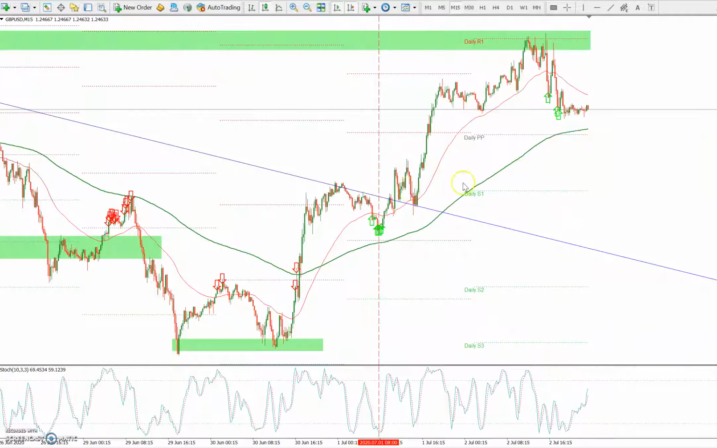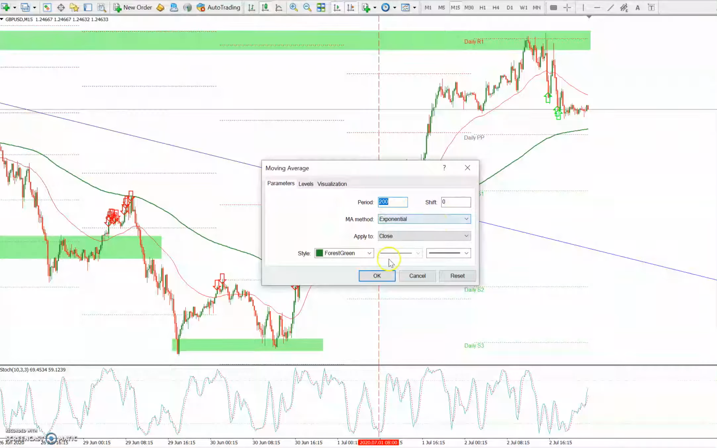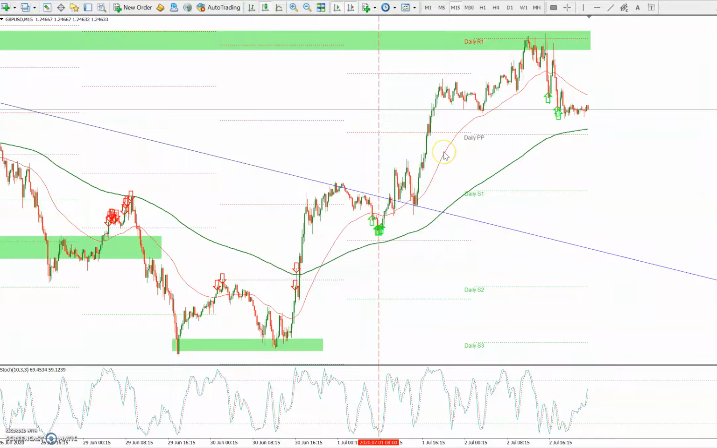On the 15-minute chart, I like to use some different indicators. I've got the 200 exponential moving average, and I've also got the 50 exponential moving average. And then I've just got two custom indicators. I have my daily pivot points. This is just a form of support and resistance. This is perfect for setting your stop loss and take profit. And then I also use the Elder algorithm. This algorithm is great for your entries on the 15 and 5-minute time frames.